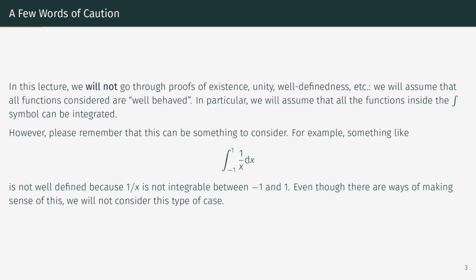For example, something like the integral of 1 over x dx from -1 to 1 is not well defined because 1 over x is not integrable between -1 and 1. Even though there are ways of making sense of this, we will not consider this type of case.